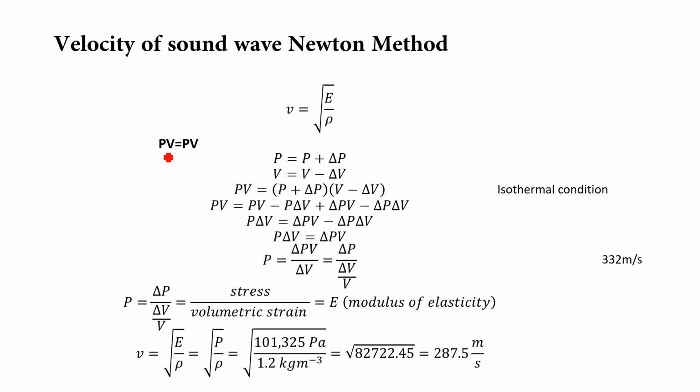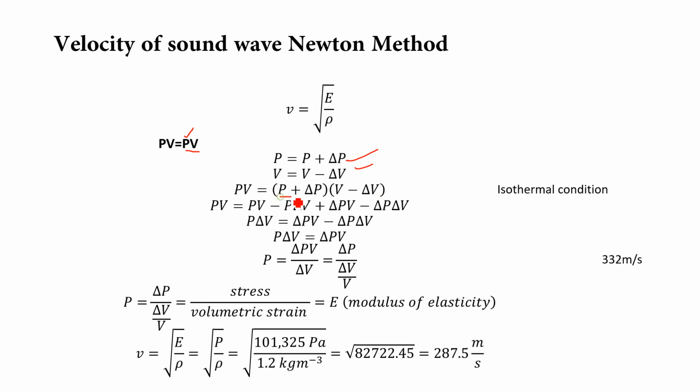Let's assume Boyle's law, we have pressure and volume. Now let's consider when we change the pressure P by plus del P, when we increase the pressure, the volume of the system will decrease. So we substitute P is equal to P plus del P, and let's assume the volume is equal to V minus del V. Substituting these values, we will have PV is equal to (P plus del P)(V minus del V).